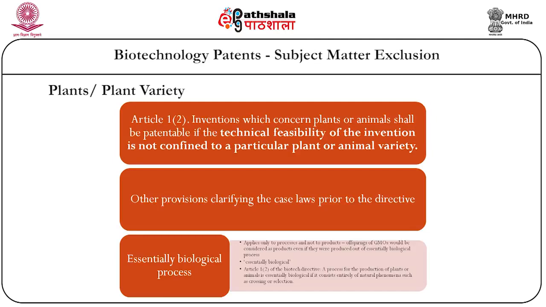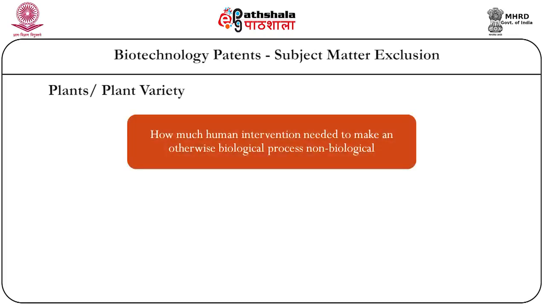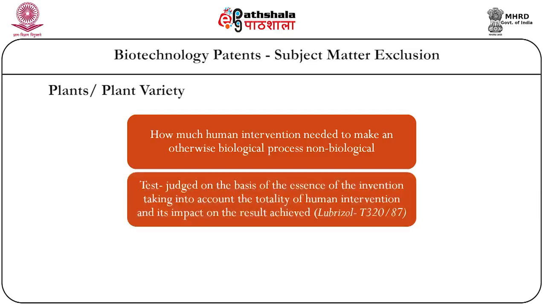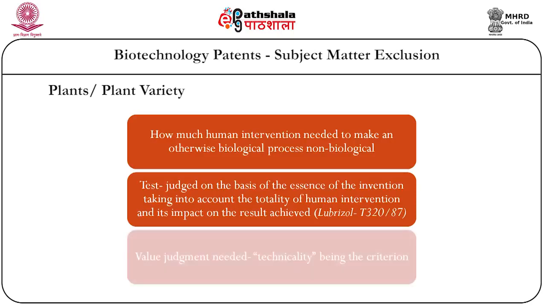Now, what is essentially biological? Article 2(2) of the directive says the process for the production of plants and animals is essentially biological if it consists entirely of natural phenomena such as crossing or selection. So, how much human intervention is needed to make an otherwise biological process non-biological? In this case, there is a very famous test decided in Lubrizol by the European courts. It said, judged on the basis of the essence of the invention, taking into account the totality of human intervention and its impact on the results achieved, we shall try and see whether a process is essentially biological or not. Now, value judgment is needed.